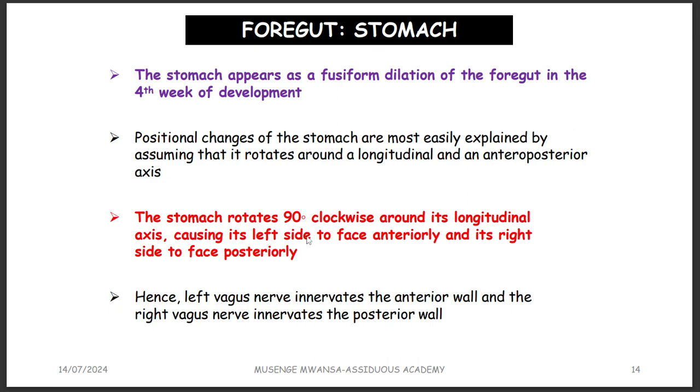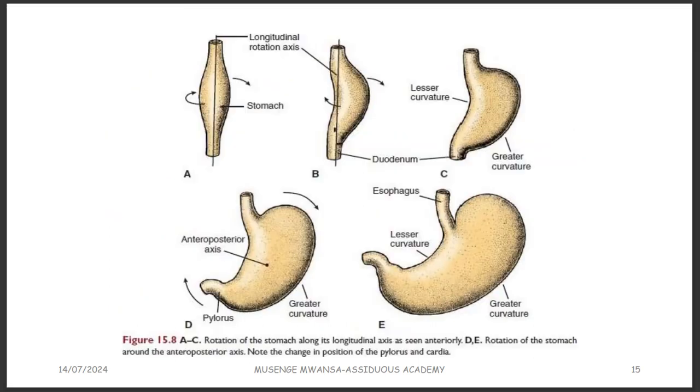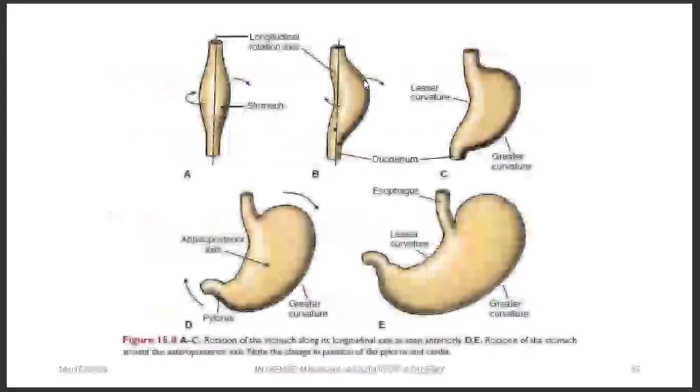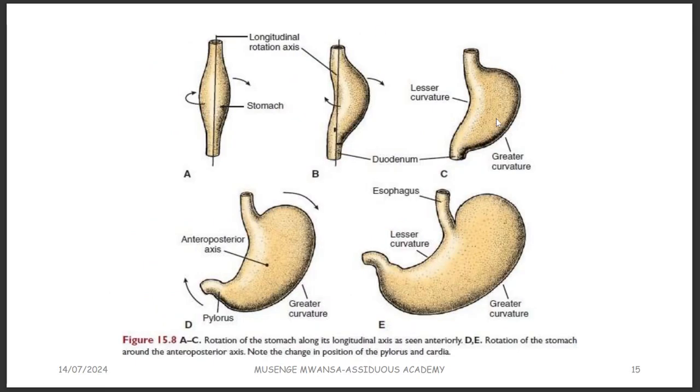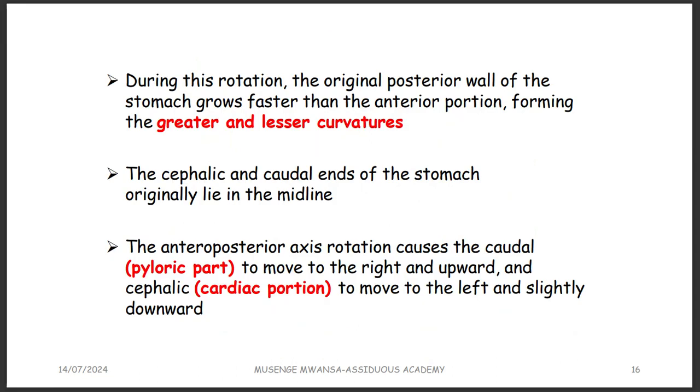Because remember, what was left came anteriorly because of this rotation. That's why the left vagus innervates the anterior wall. So initially it was like this, and then a rotation happened, and that was in a clockwise direction. A rotation happens, and then it ended up being like this. You can see the lesser curvature forming here and the greater curvature. Okay, so that is what happens. Any question?